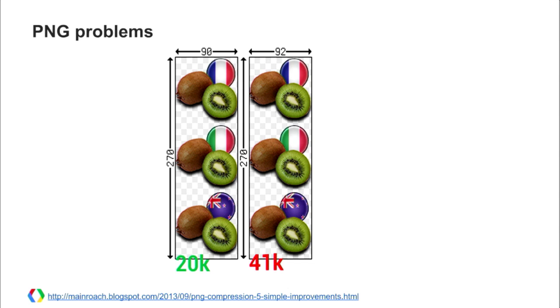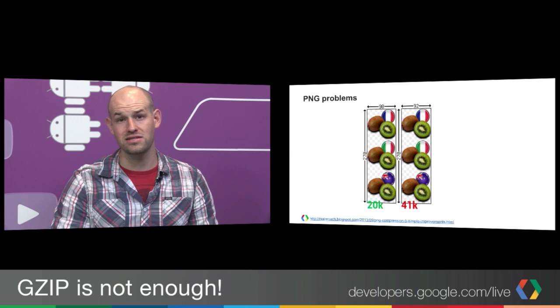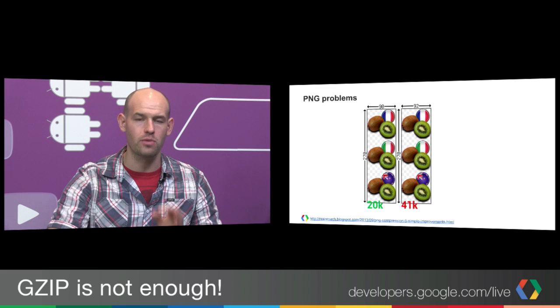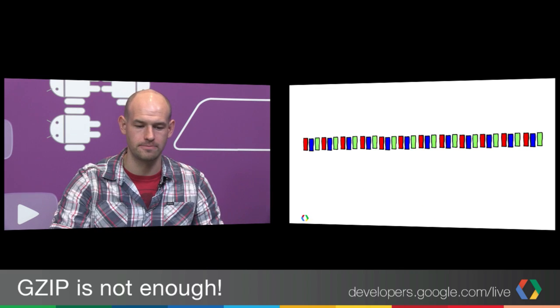However, you can see at the bottom there that the sizes post-deflate, post-GZIP, are drastically different. The 90 by 270 image is about 20K, while the 92 pixel image is 41K. That's twice as large for only 2 columns of pixels being added to the image. And again, the compression algorithm that's being used under the hood here is effectively GZIP. So let's take a look at why this is occurring and what's going on.